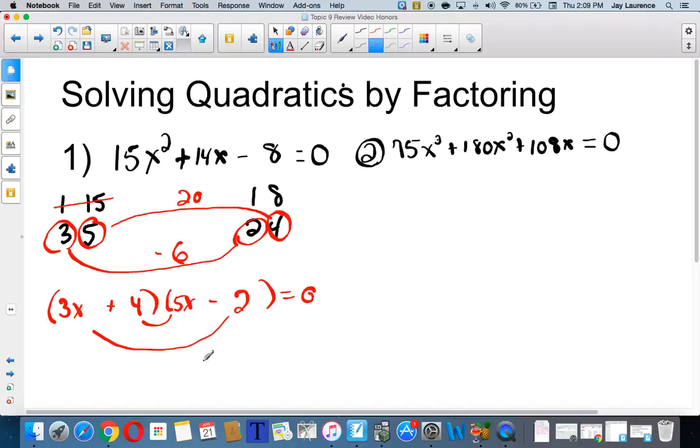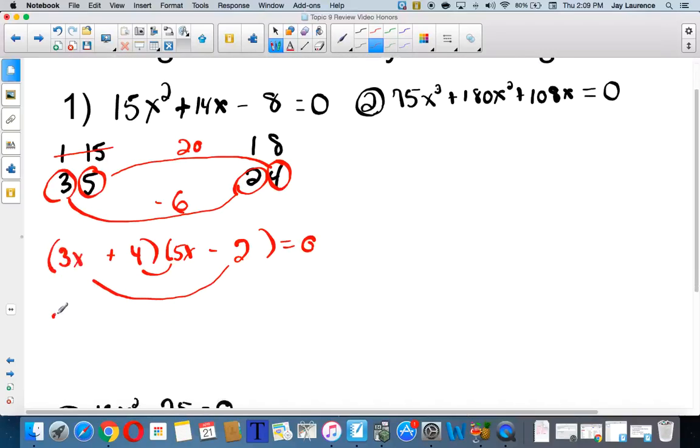Now I'm going to use the zero product property, right? So I'm going to say 3x plus 4 equals 0, and 5x minus 2 equals 0. I'm going to solve each of these for x, and that will tell me my two solutions. All right, so it looks like x is going to be negative 1 1/3, or x could also be 2/5. And those two answers will be the solutions or the roots of the quadratic.